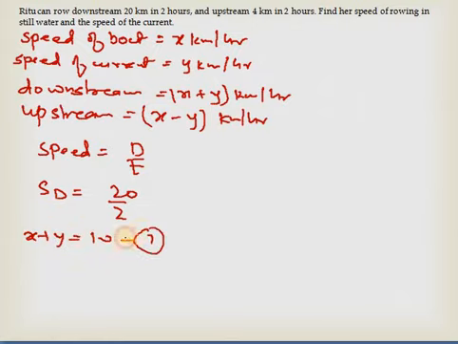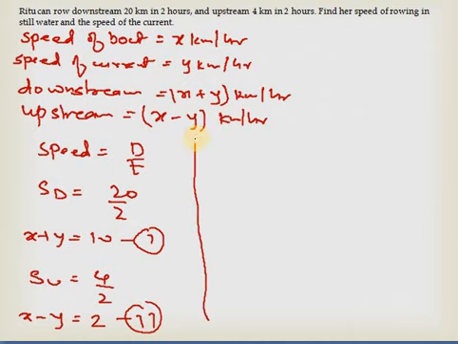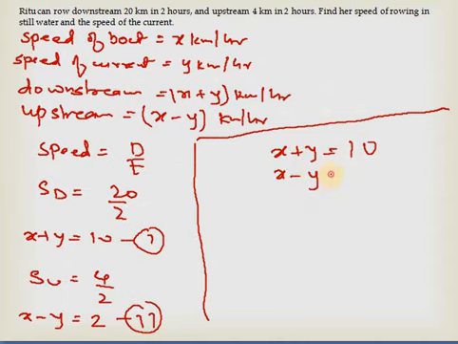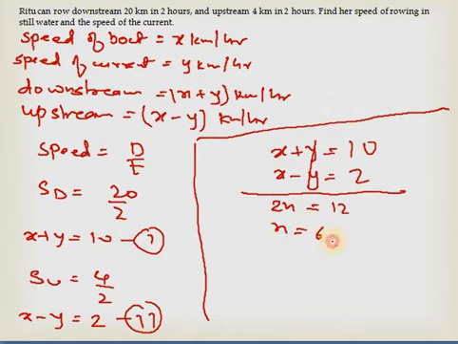This is our equation number 1. Again, the speed of upstream: the distance is 4 upon 2, and upstream is x minus y, which is equal to 2. This is equation number 2. Now using these two equations, can we solve this? Yes. x plus y is equal to 10, x minus y is equal to 2. You can see these two y terms have different signs, so we can just add them. These two will get cancelled.